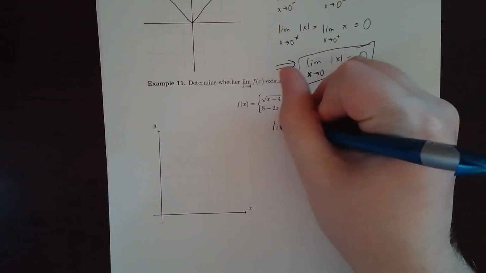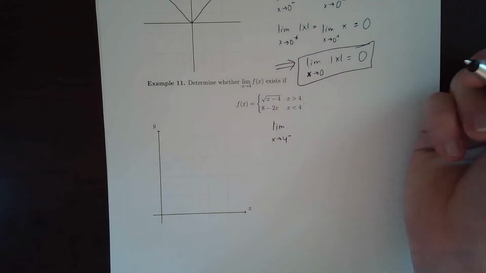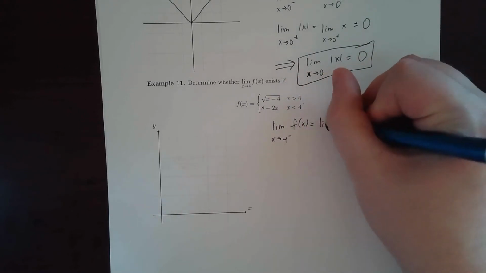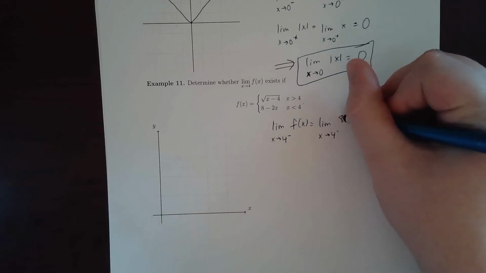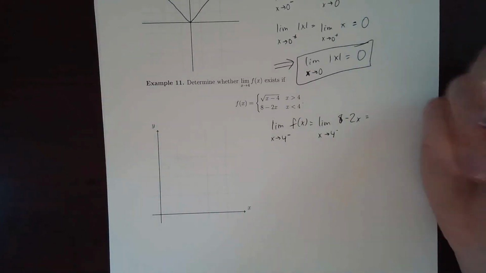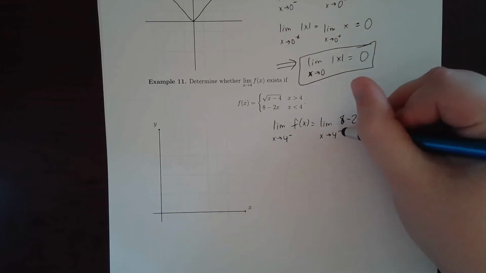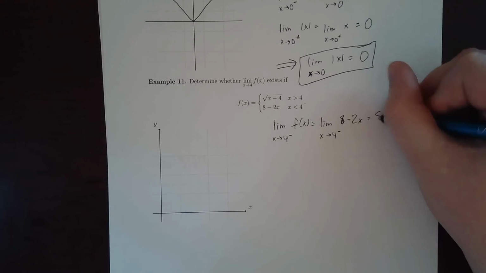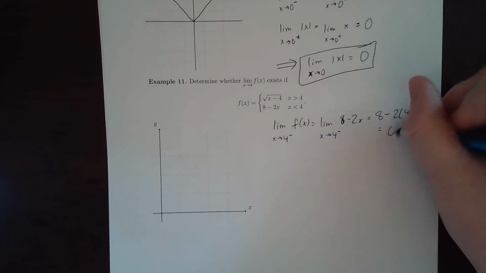So when we're looking at the limit as x approaches 4 from the left of f of x, what we're really looking at is the limit as x approaches 4 from the left of 8 minus 2x. And so at this point we should be able to go ahead and just substitute in our 4, because this function is a polynomial. And so we'll get 8 minus 2 times 4, which will be 0.